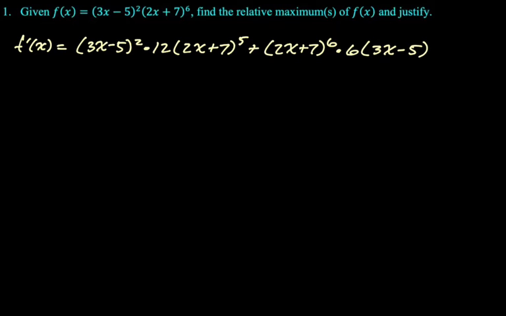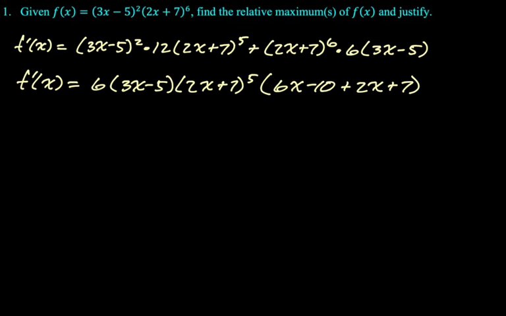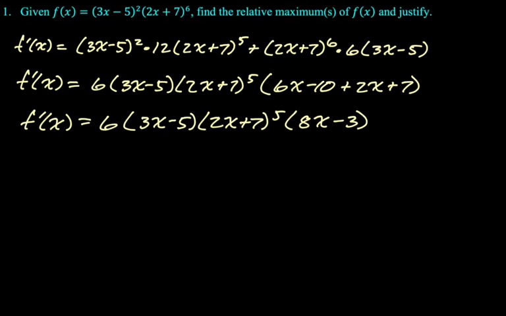Now, what you want to do is group factor. You can take out a 6. You can take out a 3x minus 5, and you can take out a 2x plus 7 to the 5th. So when you do that, we end up with this because there was still a 2 and a 3x minus 5, and then there was just a 2x plus 7. So this is where we are. Then we simplify this, and we end up here. All right, so now what we do is make a sign chart.